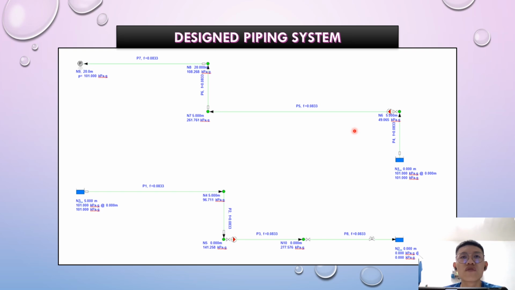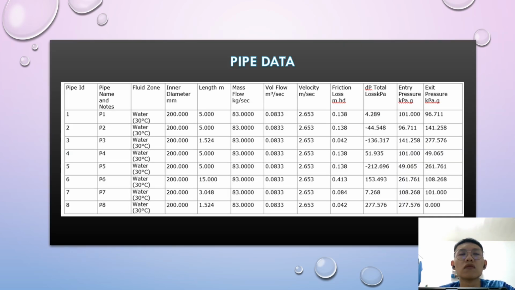So we will use Pipe Flow Expert to do this piping system design. Furthermore, this is the pipe data given from the simulation. So we will set the fluid zone. The water temperature is 30 degrees Celsius. The inner diameter is 200 mm, which is equal to 0.2 meter.